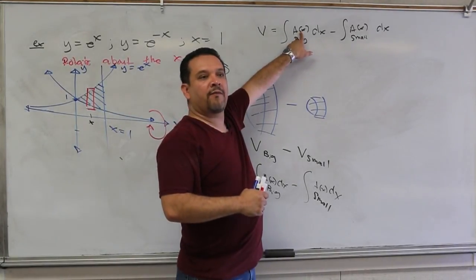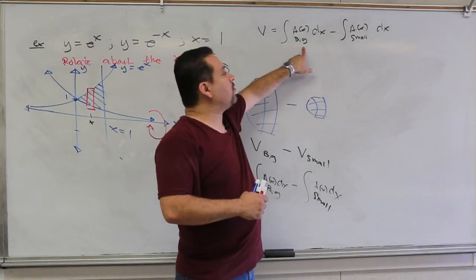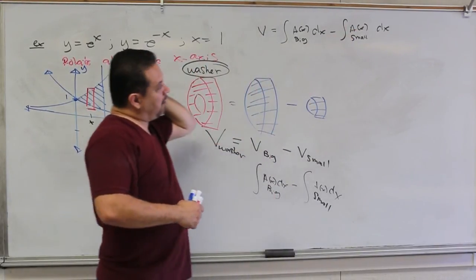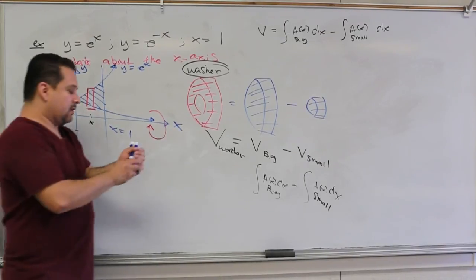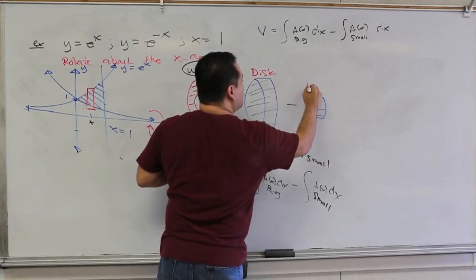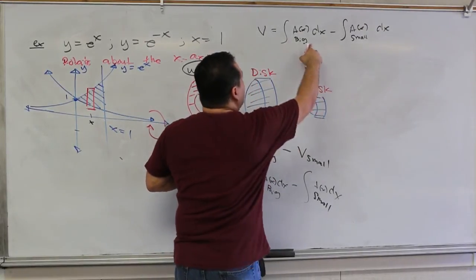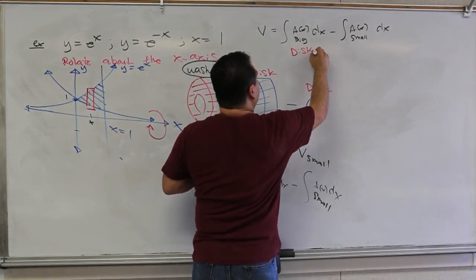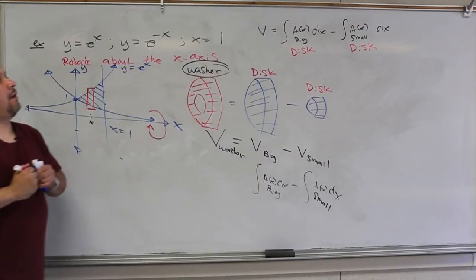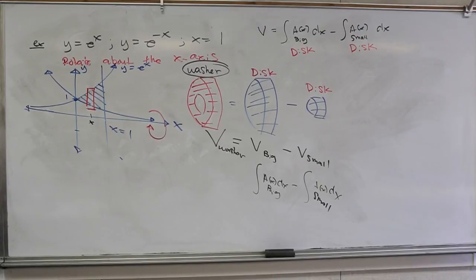Cross-sectional area for the big washer. Cross-sectional area for the what? The big disc, small disc. So now, these are both discs. So you can think of it as disc one, which is big, disc two, which is small. This is still that disc what? Method. You still got your disc method.